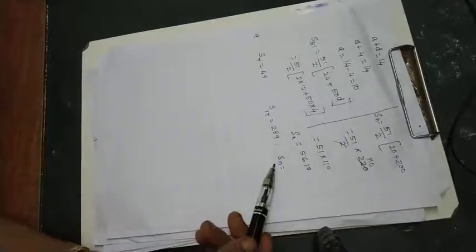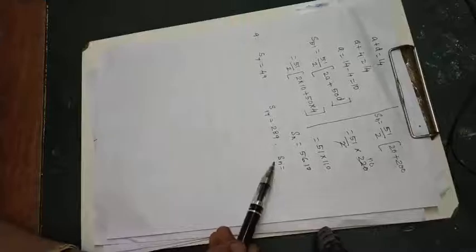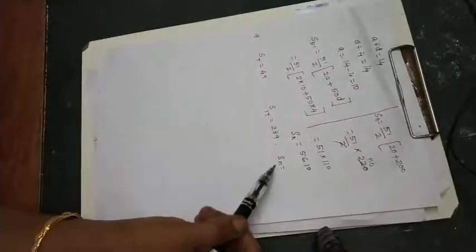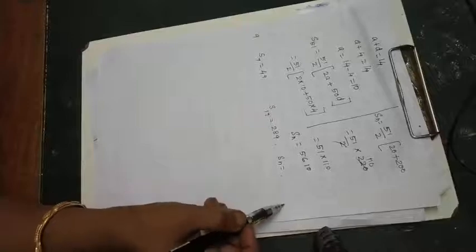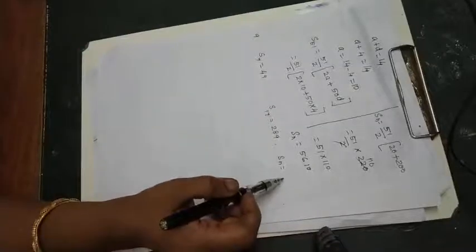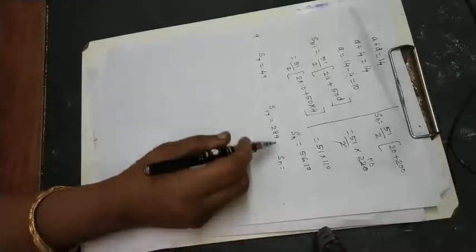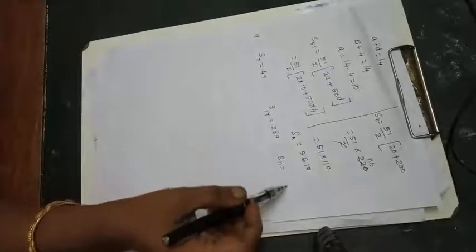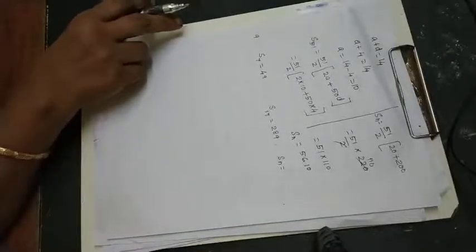To find Sn we need A and D. Then you will get an equation in n. Sn is an equation in n, where n is the variable, but the values of A and D you have to put there. So our purpose is to find A and D.